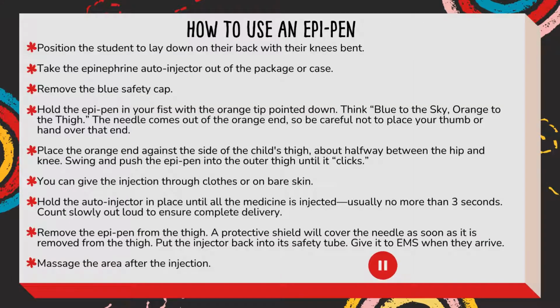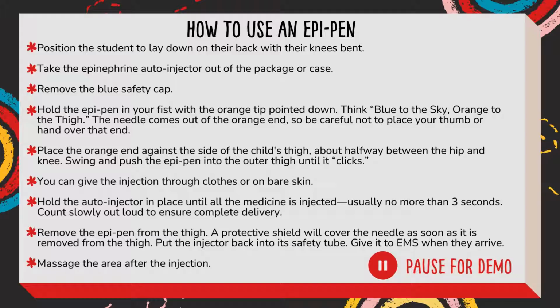How to use an EpiPen or EpiPen Jr. First, you'll want to position the student laying down on their back with their knees bent. Take the epinephrine autoinjector out of the package or case and remove the blue safety cap. Hold the EpiPen in your fist with the orange tip pointed down. Think blue to the sky, orange to the thigh.